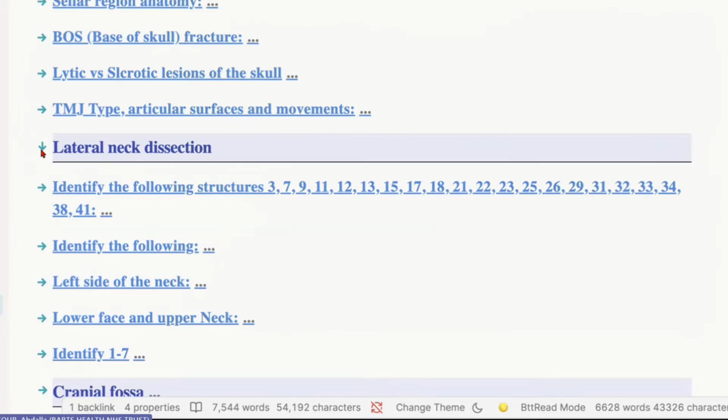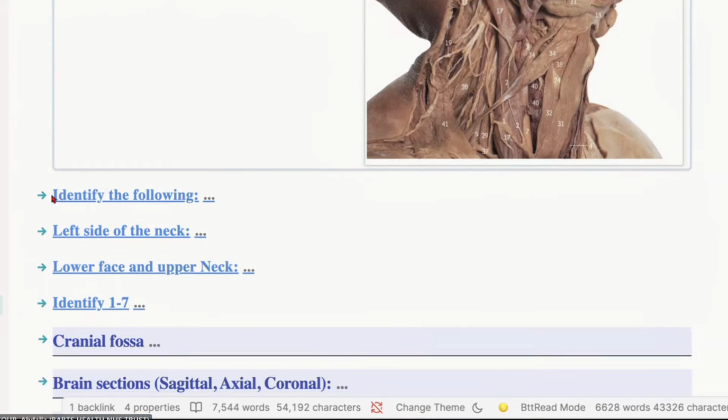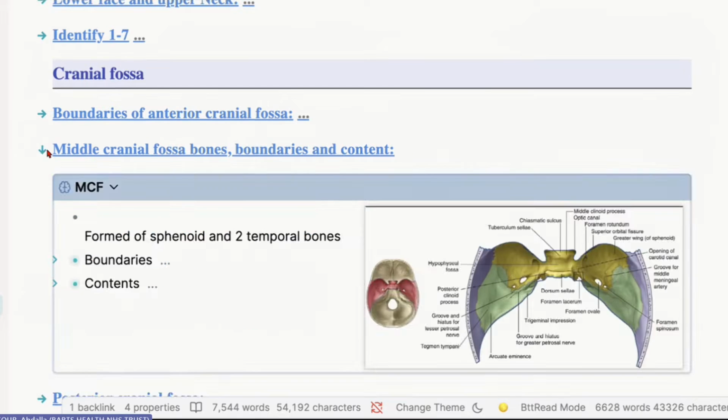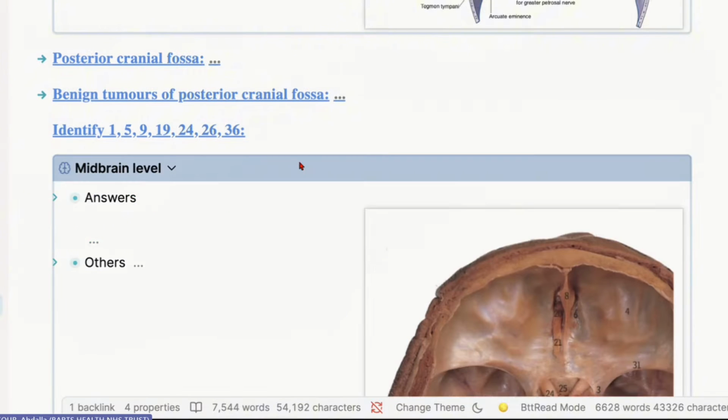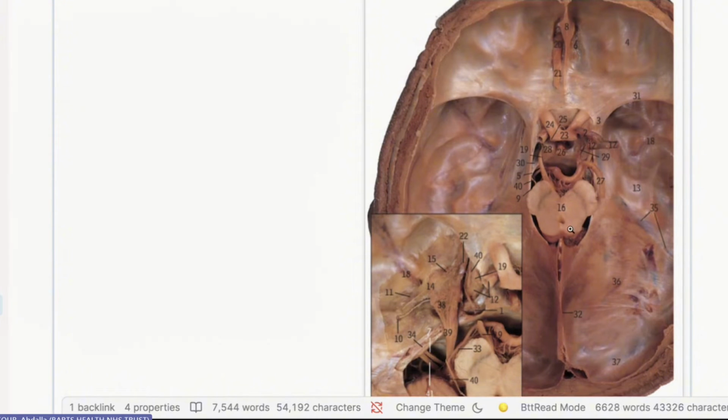Very good. All right. I'm sure we've done lateral neck dissection. Have we done all of these images? Yes, we have. We talked about the middle cranial fossa and its contents. There are some important pictures here. Have we done these as well? Yes, I think so. So just to make sure that we're happy with it, just tell me this one.